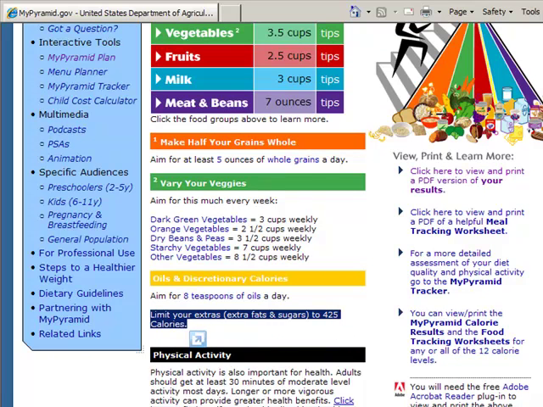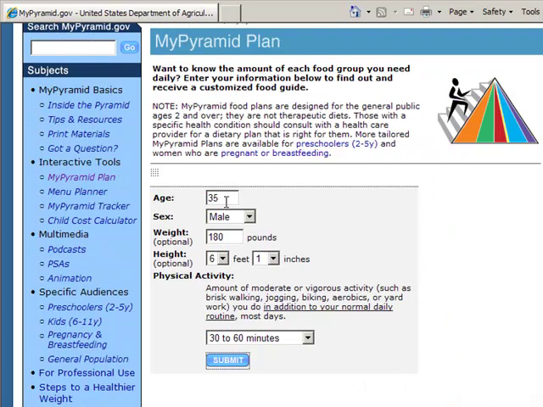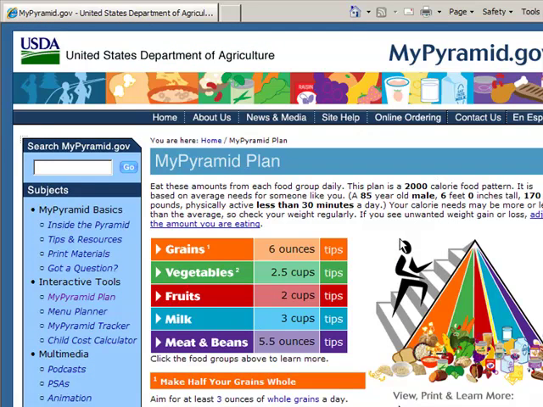Then I'd like you to go back and then change it to an 85-year-old, and then modify it to be what you think you'd be when you're 85. You'd be a tad bit shorter, you'd be maybe a little bit lighter, and probably a little bit less active, and see what's different. I went from 2,800 calories to 2,000 calories. My grains went from 7 ounces to 6 ounces. So I want you to see how these numbers change.